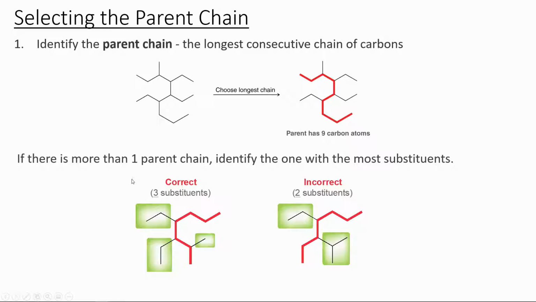Once we've identified the parent chain, there might be, for example, an opportunity to have 2 parent chains like in this molecule. Here we have 1, 2, 3, 4, 5, 6, 7 carbons. And also, if we started from this place, we would have 7 carbons. So the one that's going to take priority is the parent chain that has the most number of substituents, the most branching possible. So even though they're both 7, the tiebreaker here is that the structure on the left has 3 substituents relative to just 2 substituents.